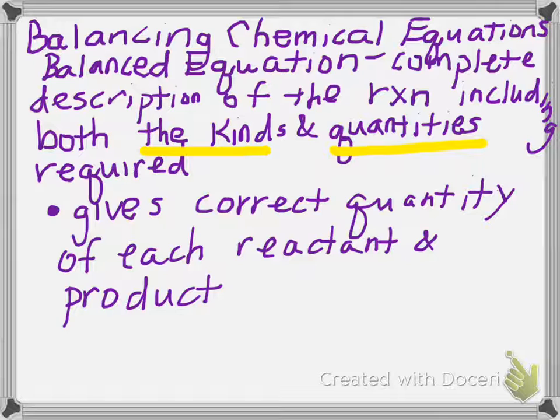So now we're talking about this balanced equation, which is a complete description of the reaction, including both the kinds and quantities. Our skeleton equation still has the correct kinds. The difference between a skeleton equation and a balanced equation is that now we have the correct quantities required. So the big difference is that this balanced chemical equation gives us the correct quantity of each reactant and product.